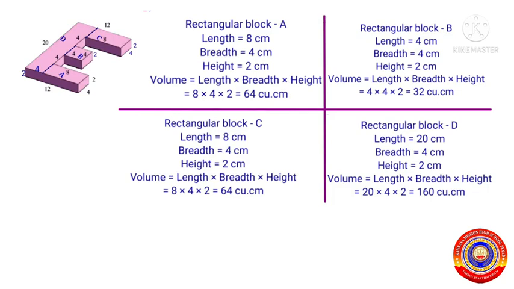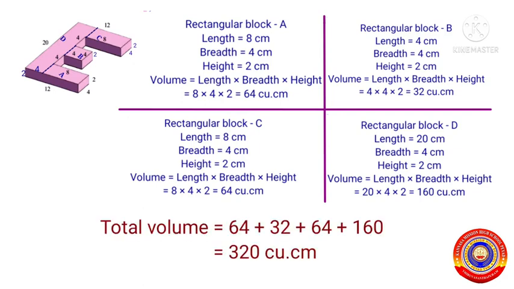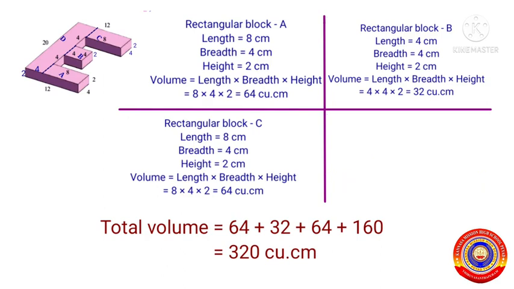Now we have found the volume of all the 4 rectangular blocks. Therefore, the total volume is 64 plus 32 plus 64 plus 160, which is equal to 320 cubic centimeters. Then the volume of this figure is 320 cubic centimeters. Is it clear for you?